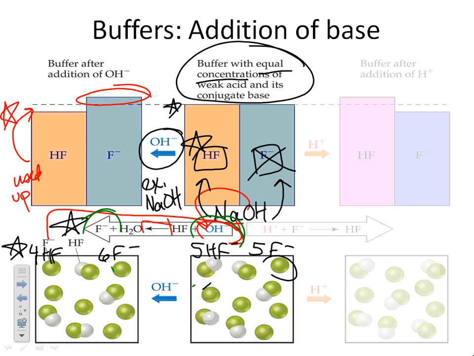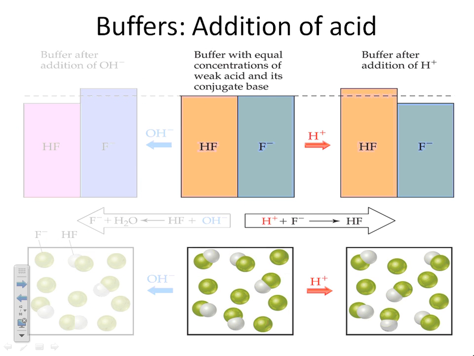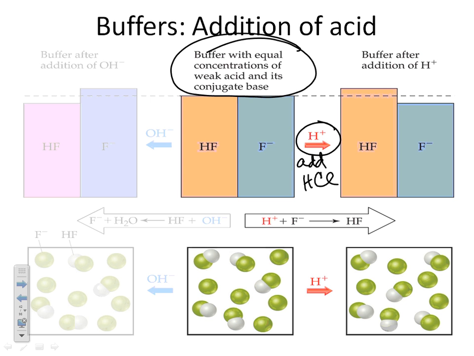Looking at the other side, so again, we're starting in the middle with a buffer, equal concentrations of acid and its conjugate base, HF and F minus, and to that, now, instead of adding sodium hydroxide, we're going to add an external acid like HCl. So this H plus that's right here, this is not the H plus that we're getting from the HF. This is H plus that's being added from some external acid source.